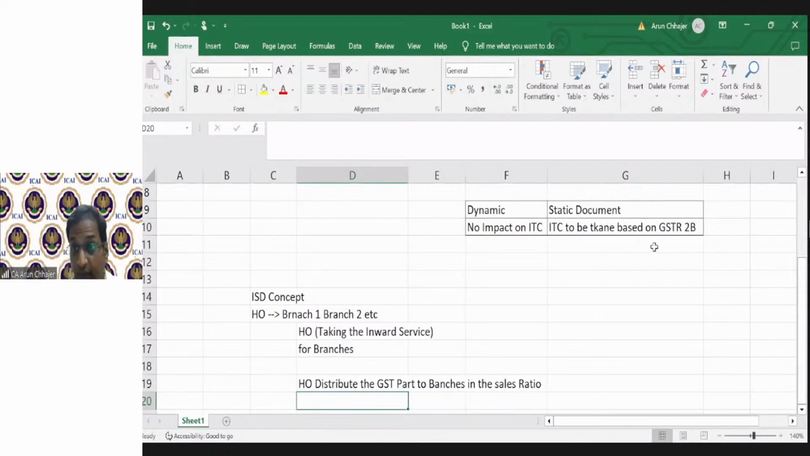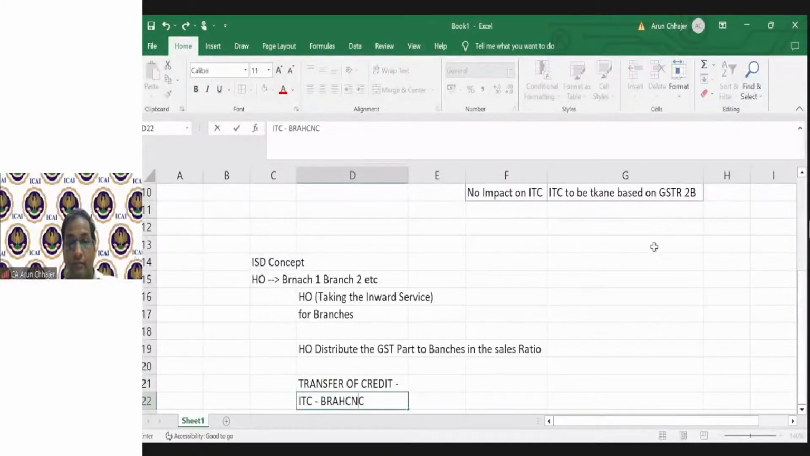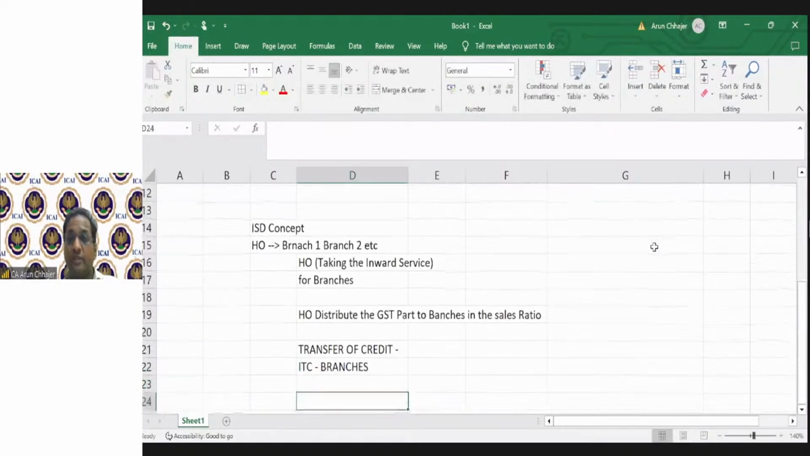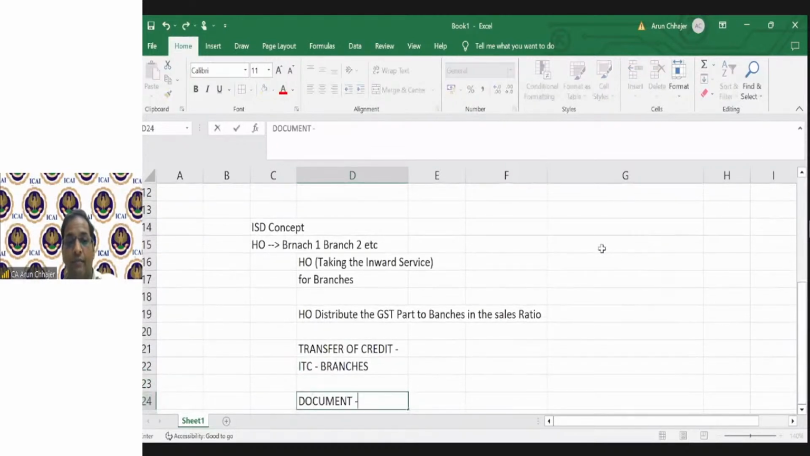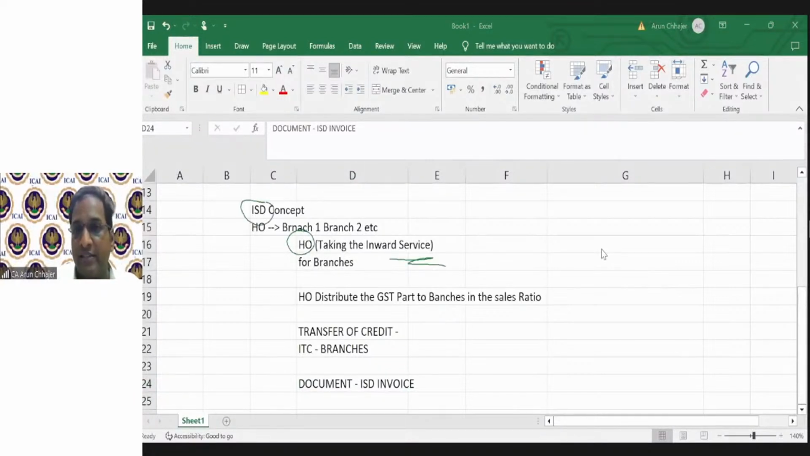So this is the transfer of the credit to the branches. Who will take the ITC? Branches. What will be the document in this case? ISD invoice. What would be the document? ISD invoice. If they have taken any input service, only service. Why? Because the full form of ISD is input service distributor.